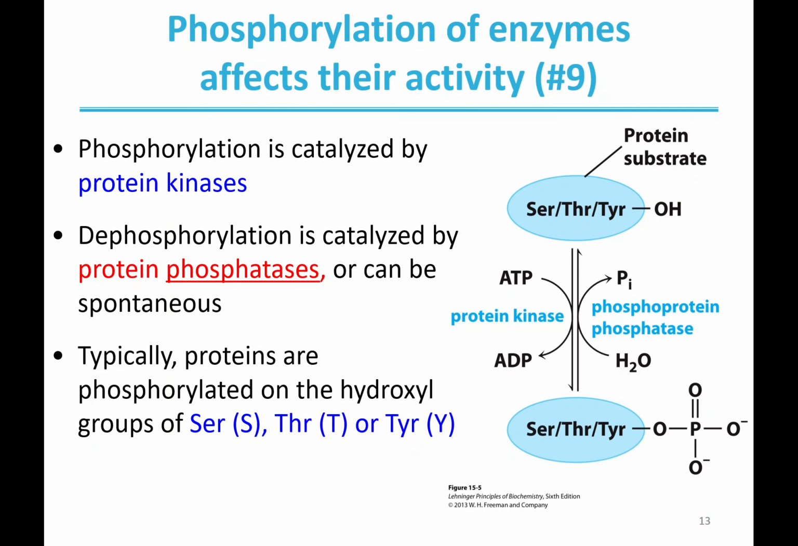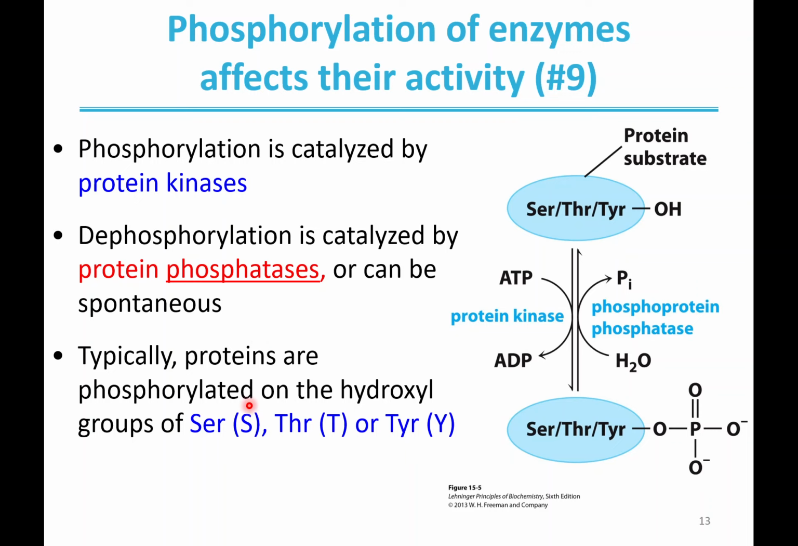Phosphorylation of enzymes affects their activity, and we've seen examples of this in Chapter 12 in signaling pathways. Phosphorylation, again, is catalyzed by protein kinases, and dephosphorylation is catalyzed by protein phosphatases. It can also be spontaneous, but there aren't a whole lot of examples of spontaneous reactions in biochemistry, so we'll focus on dephosphorylations being caused by phosphatases.